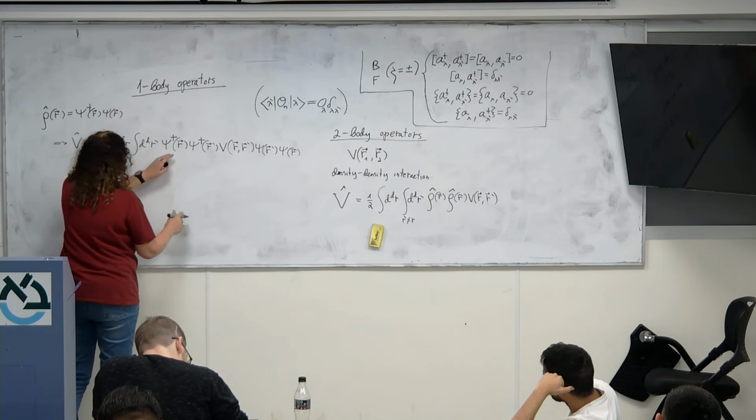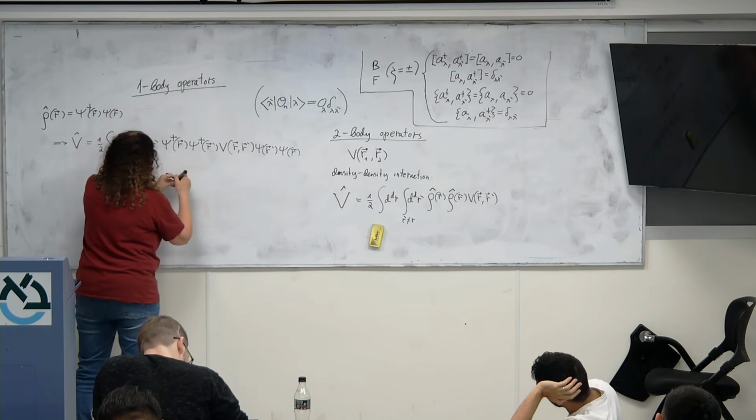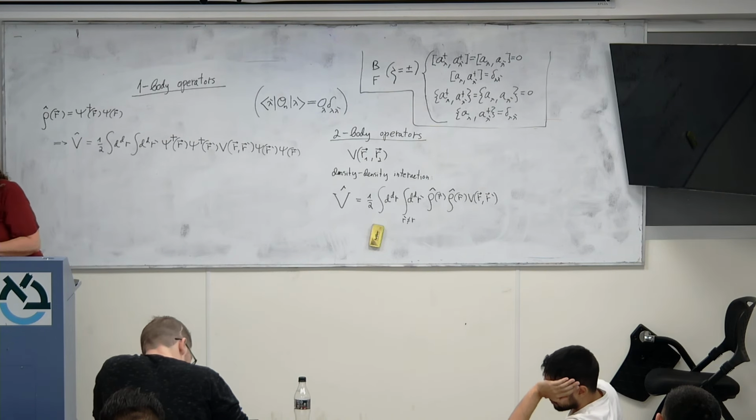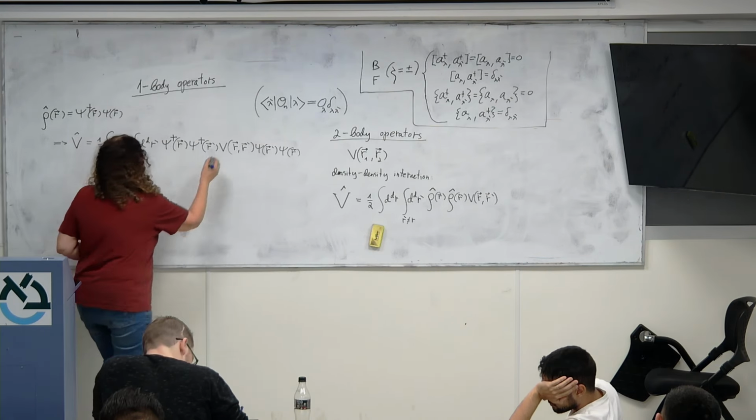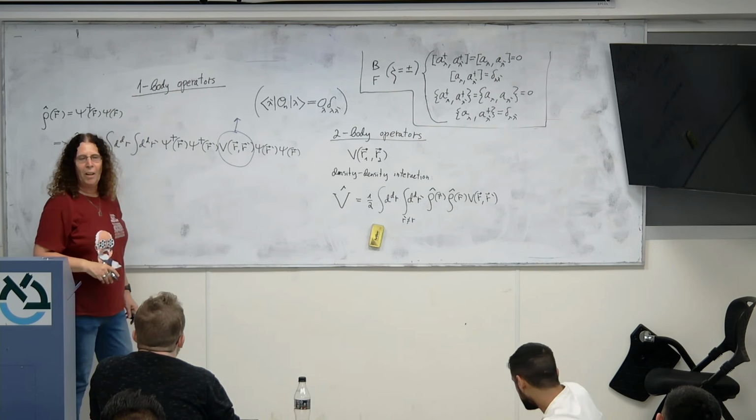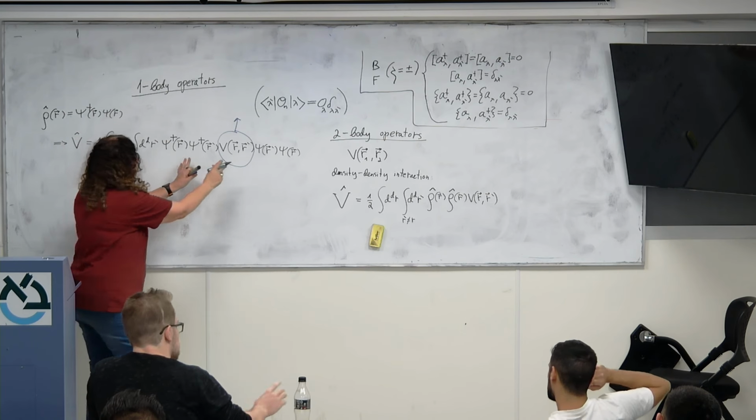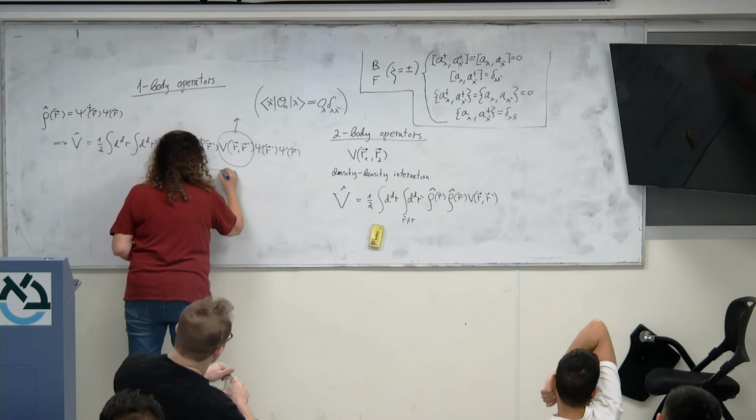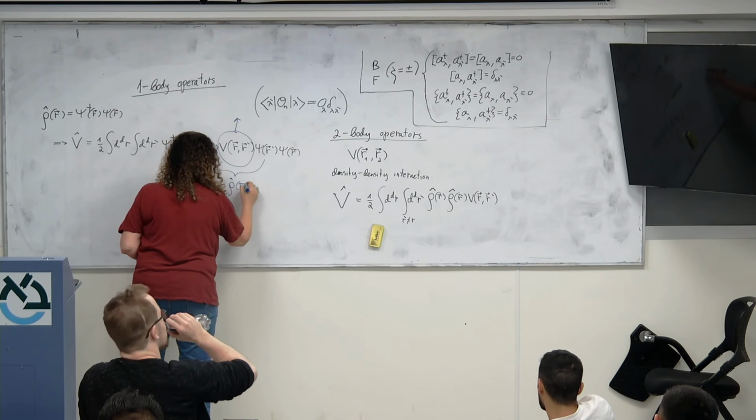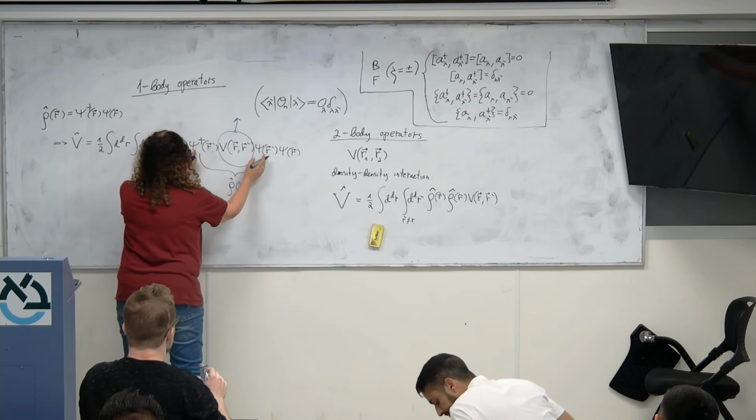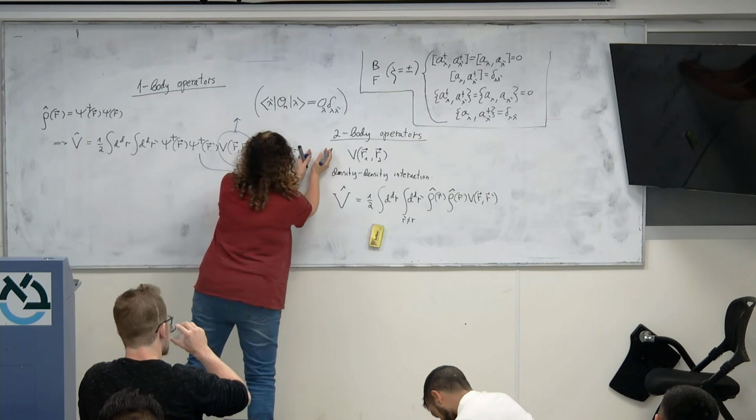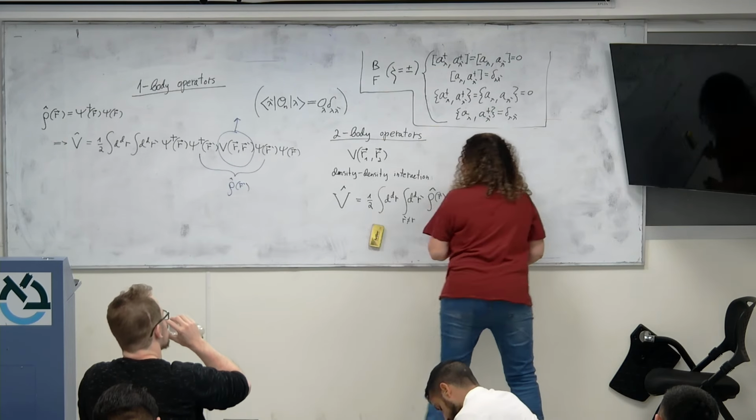So let me stress. For the time being, let us forget about the V of R, R prime, because this is a C number. We can put it anywhere we like. Let us just look at the operators. This combination is rho of R prime. But here, when I want to take it and shift it to here in order to get this expression, right?